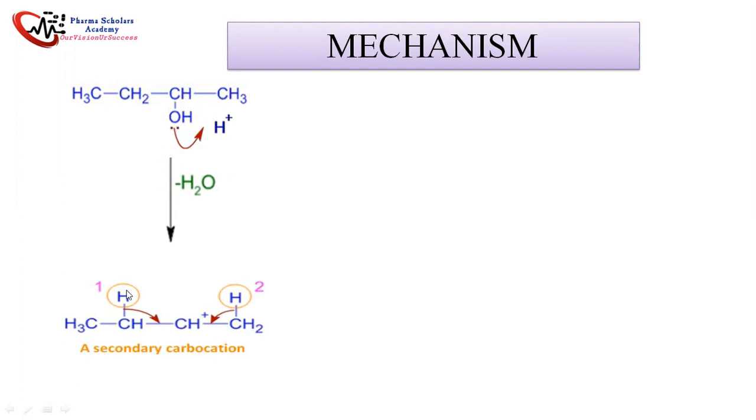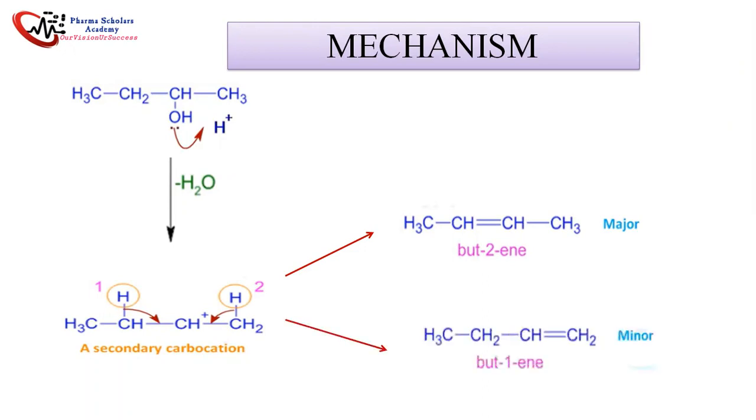Now, both beta carbons have hydrogen atoms for the formation of the double bond. So according to the Saytzeff rule, there is a formation of the more substituted alkene, which is the major product. It means the first hydrogen is used for the formation of the double bond. And according to Hofmann elimination, the second hydrogen is used for the formation of the double bond. So according to the first, the double bond is formed between the second and third carbon, and according to the second, the double bond is formed between the first and second carbon.